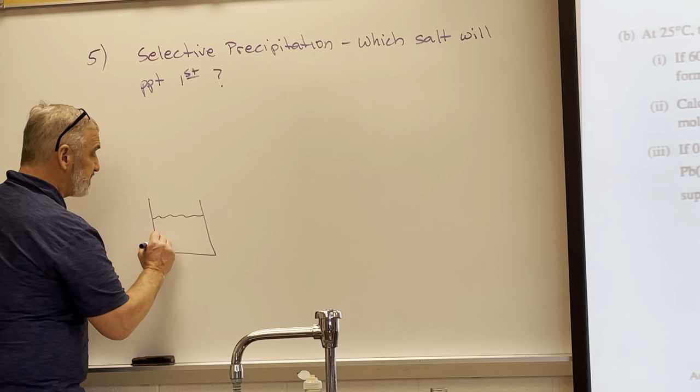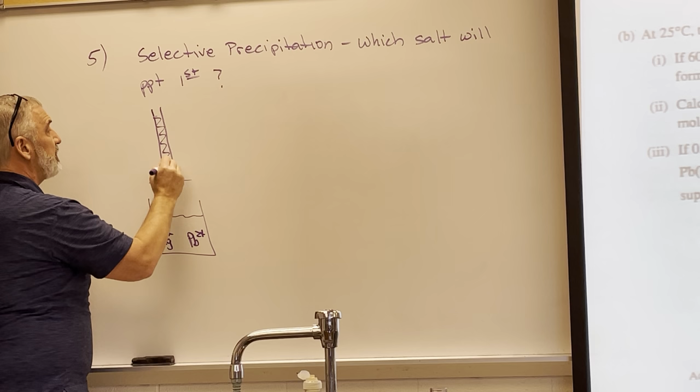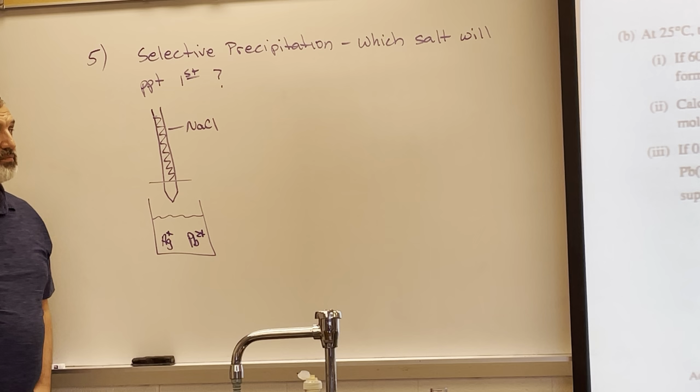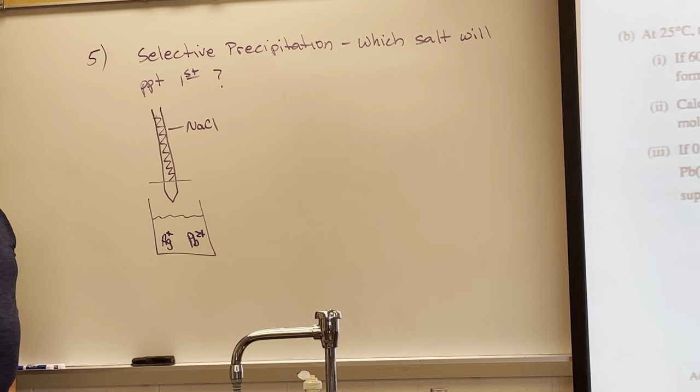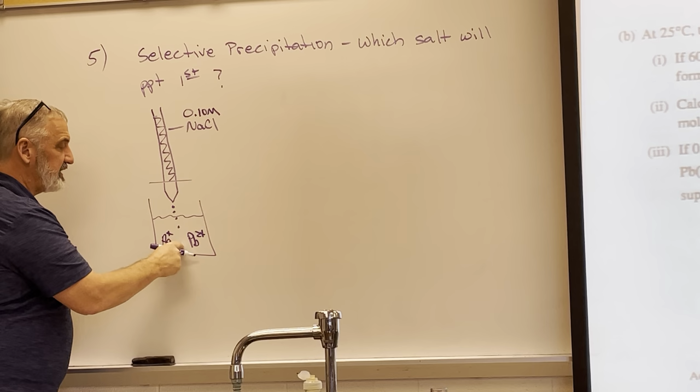So I'm going to have some silver ions in here, and I'm going to have some lead ions in here, and then from a burette, drop by drop, I put in some NaCl. Now the reality is that the 0.1 molar of the NaCl is irrelevant. I'm going to show you why here in a second. So as I drop this in, the chlorine is going to want to go with the silver and the lead.